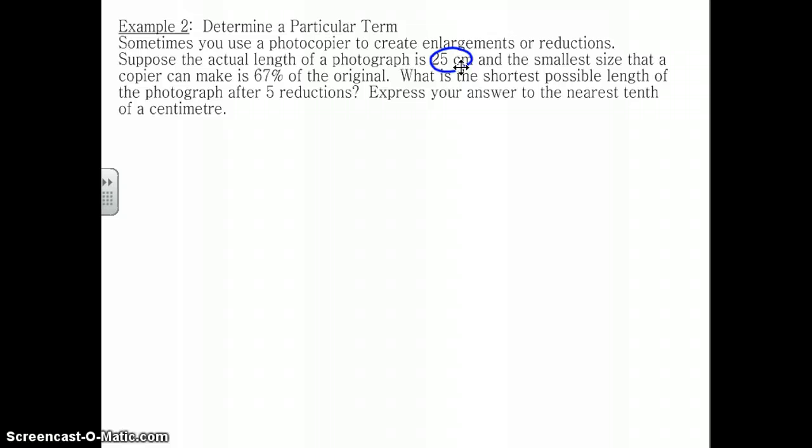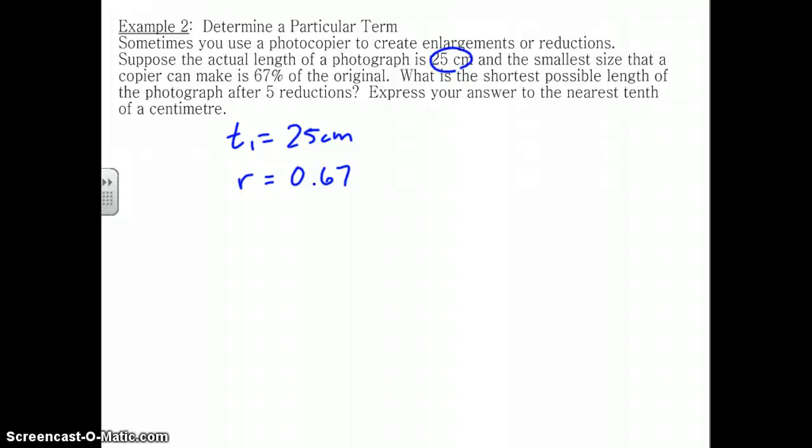Okay, so basically if we do this 5 times, how small can it become? Okay, so here we have T1 equals 25 centimeters. R, right, so it's 67% of the size, so we express that as 0.67 as a decimal. Okay, and then what we're looking for is after 5 reductions.